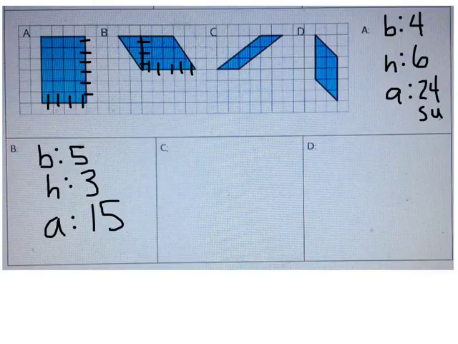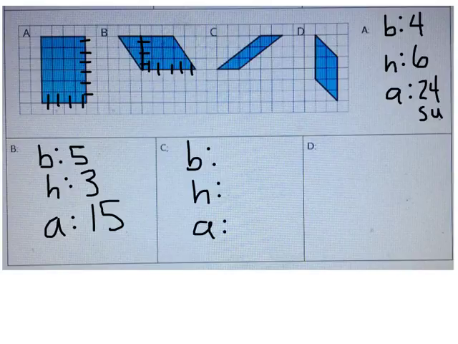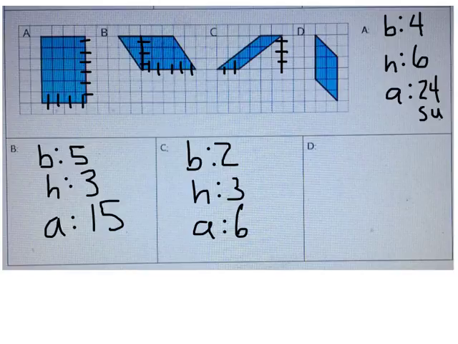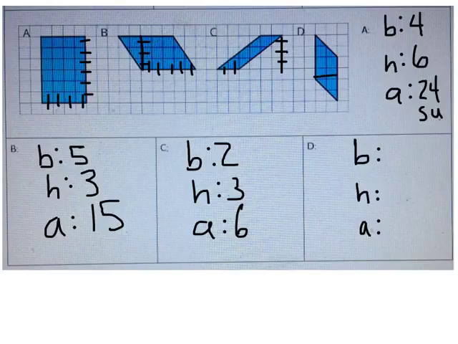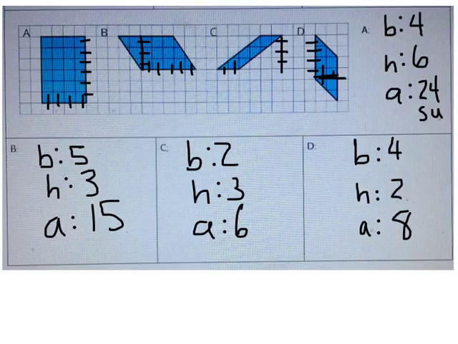Now you try finding the base, height, and area of parallelogram C. The base is 2, the height is 3, and the area is 6. Now you try finding the base, height, and area of parallelogram D. Remember, you can turn your paper sideways to make it easier to count the base and height. The base is 1, 2, 3, 4. The height is 1, 2. The area is 8.